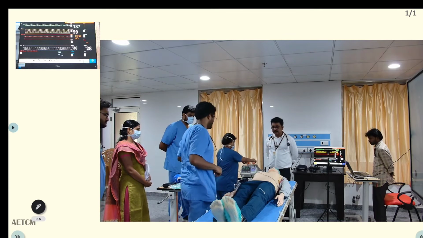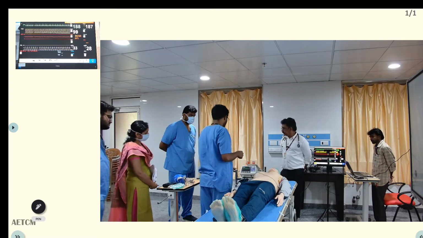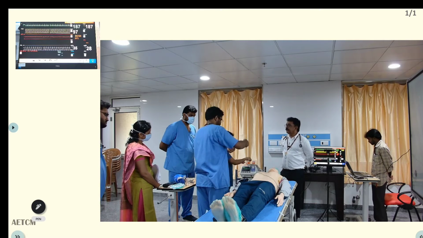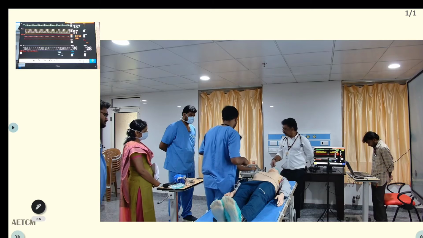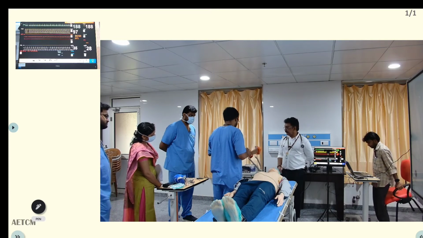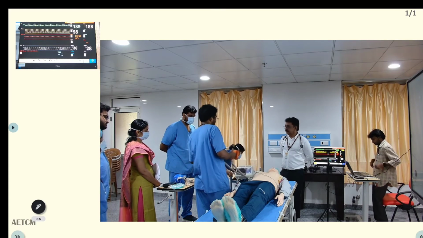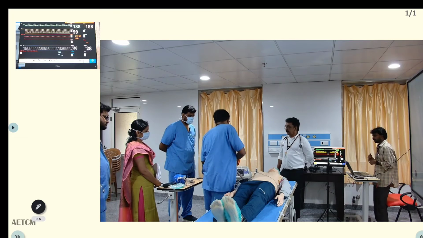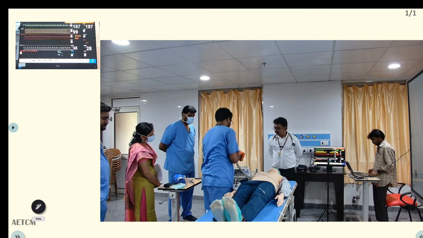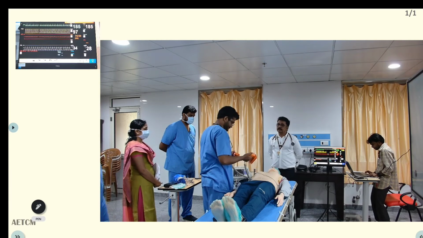So what to do now? Synchronized cardioversion means we will be syncing the patient's heart rate with the defibrillator, and we will press the synchronize button and give the shock. As per the new guidelines, give 50 joules initially, and we can double the dose if the patient is not reverting.